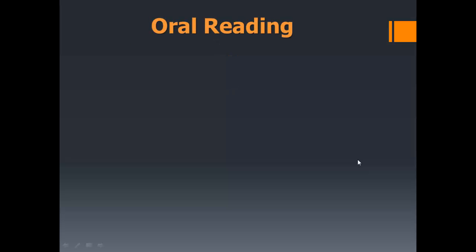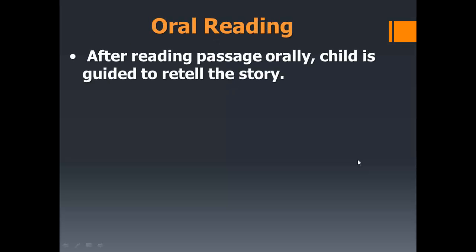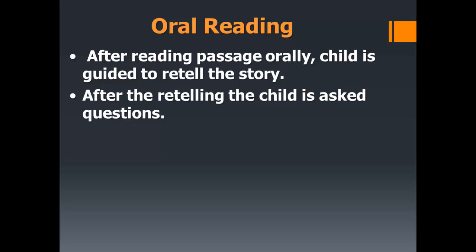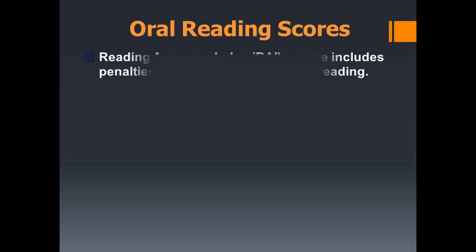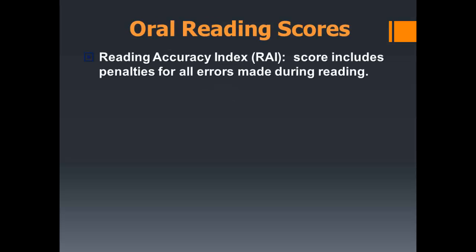Move on to oral reading. After the child reads the passage orally, the child's guided to retell the story. After the retelling, the comprehension questions are asked, and in the CRI, we have text-based, higher-level inferences, and critical response questions. What you will do is obtain 2 scores.